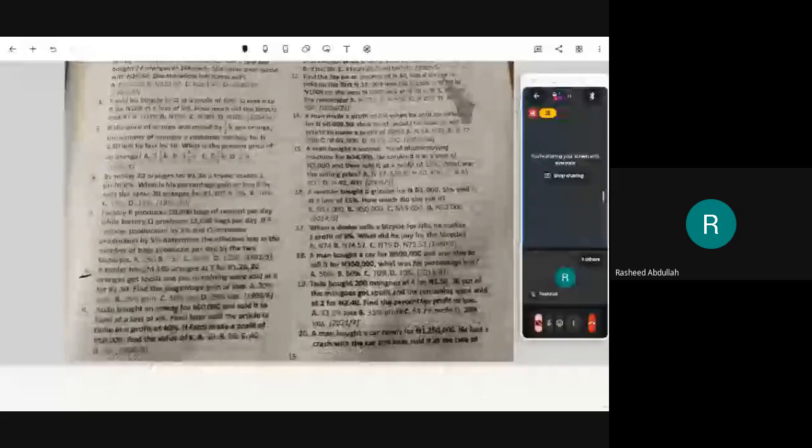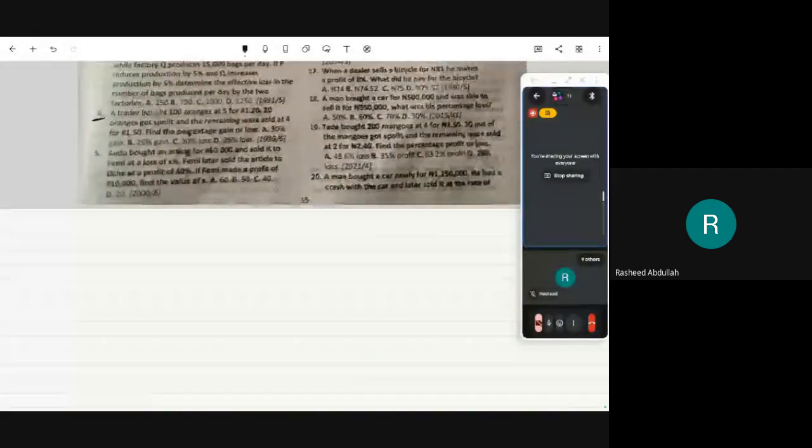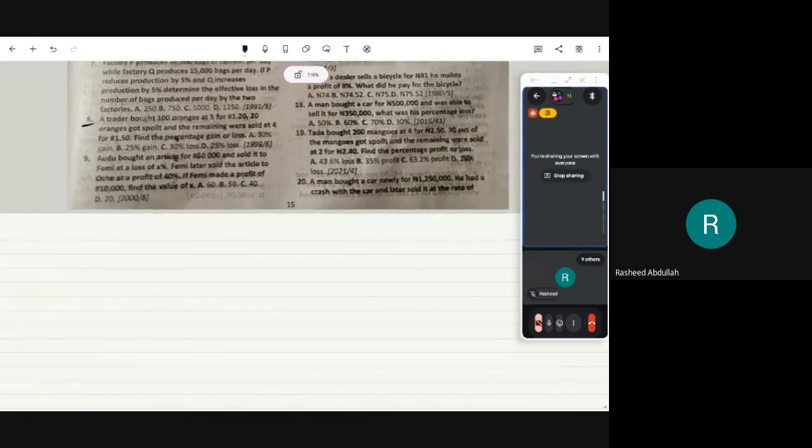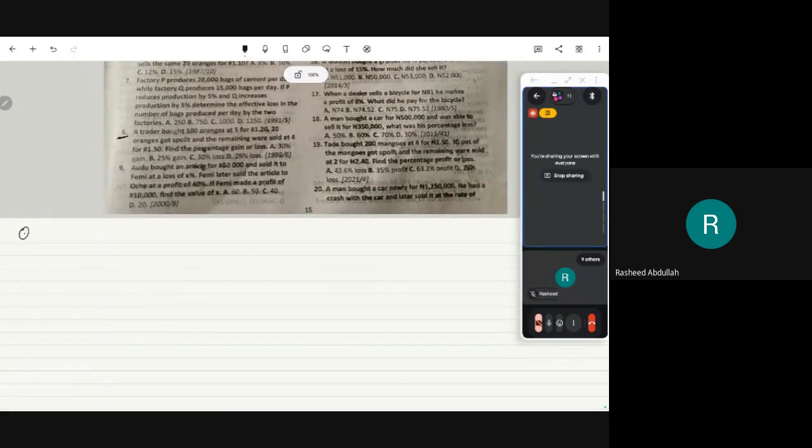So question 8 says: a trader bought 100 oranges at 5 for 1.2 naira. 20 oranges got spoiled and the remaining were sold at 4 for 1 naira 50 kobo. Find the percentage gain or loss. The options are 30% gain, 20% gain, 30% loss, 20% loss. I love the question. So this question wants to test a lot of things. So let's talk together and see.